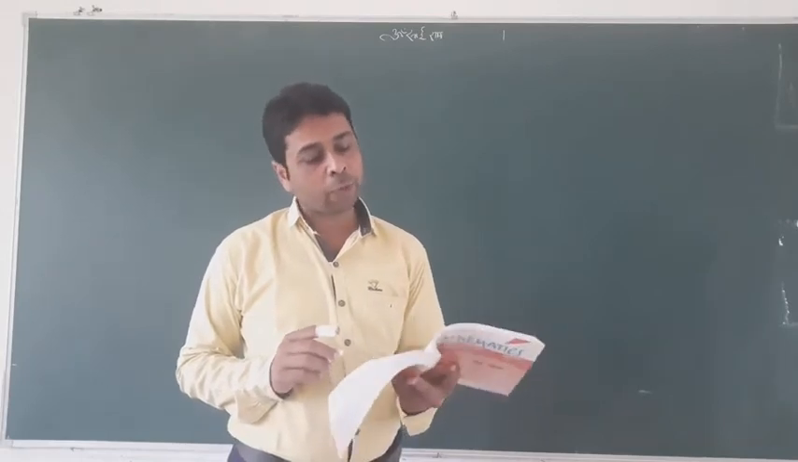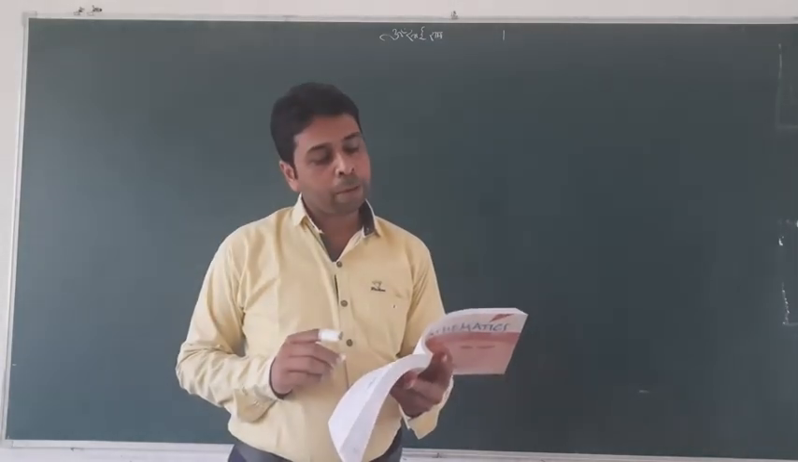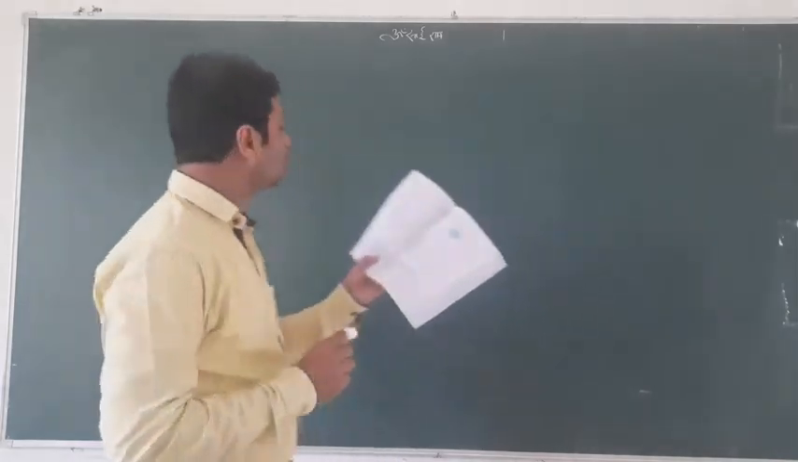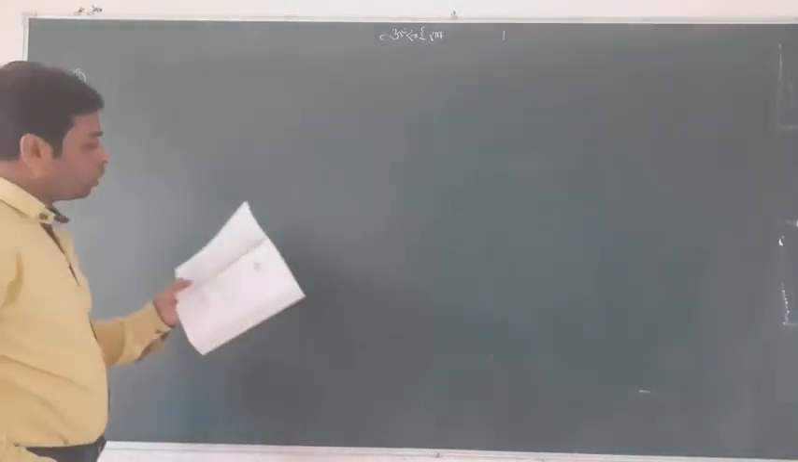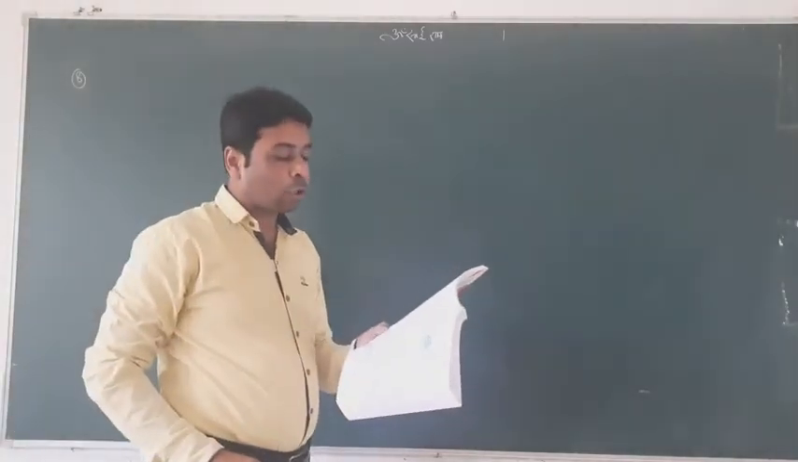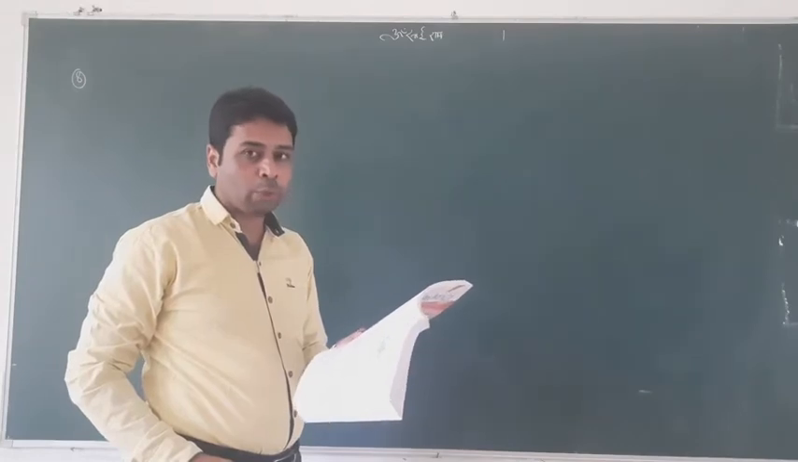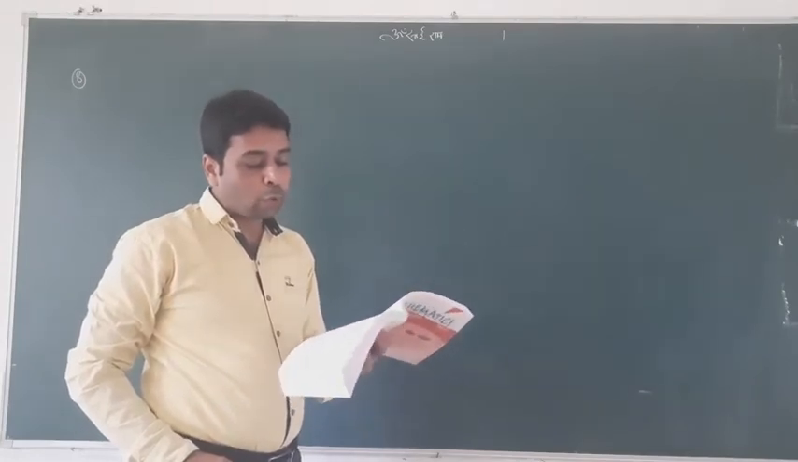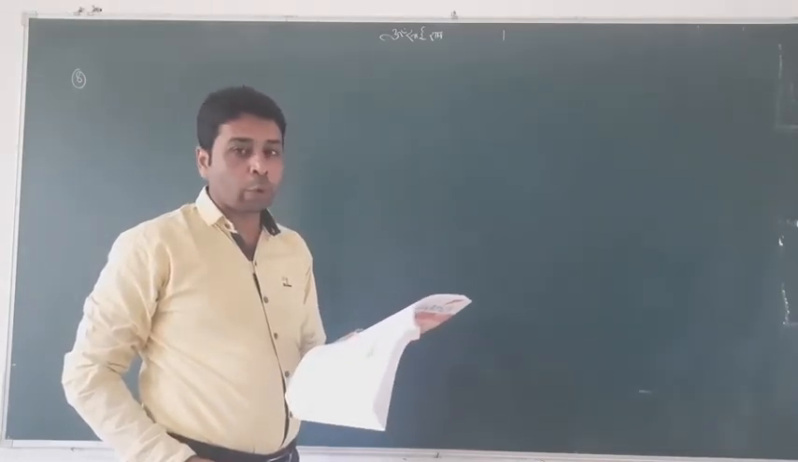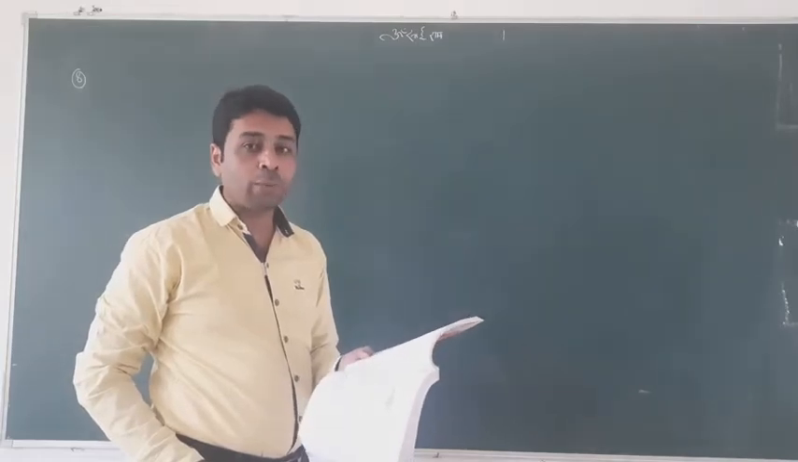Today we will start from question number 8, and some questions we will look at today. Question number 8. The question says: find the value of a, if the area between y square equal to x and the line x equal to 4 is divided into two equal parts by the line x equal to a.